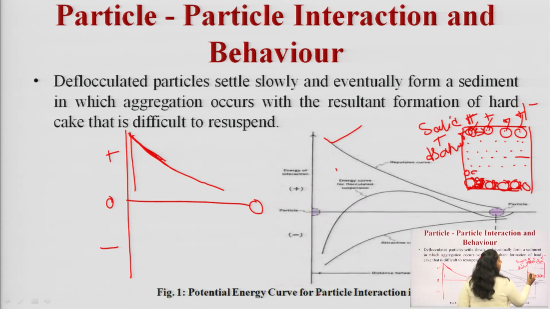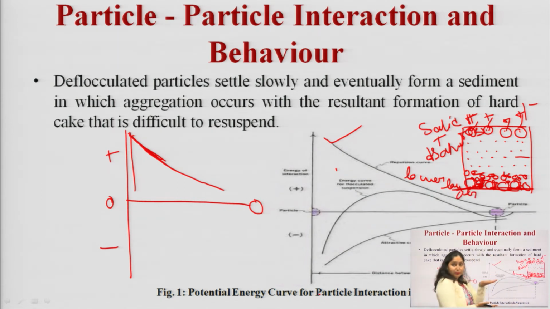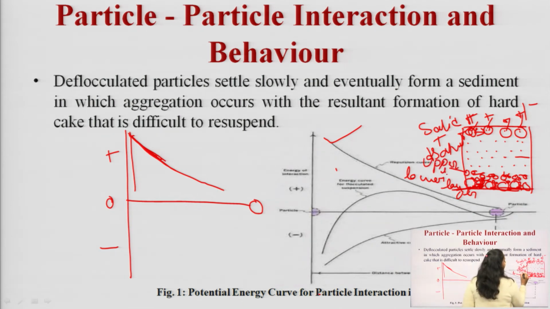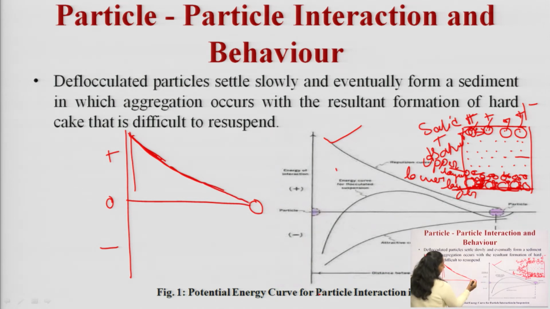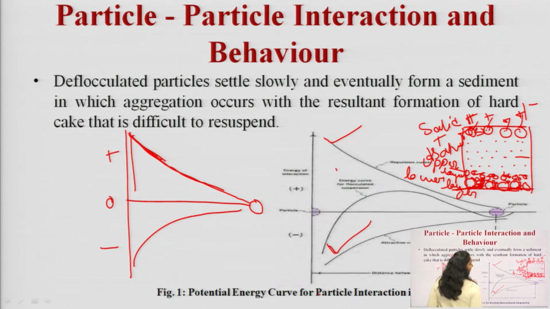As a consequence, what happened? The lower layer of particles gets compressed by the upper layer of sediments, and thereby the particles establish a strong attractive force between them. Then if we see the potential energy diagram, the repulsive force is completely diminished and the attractive force dominates. This is indicated by this curve.